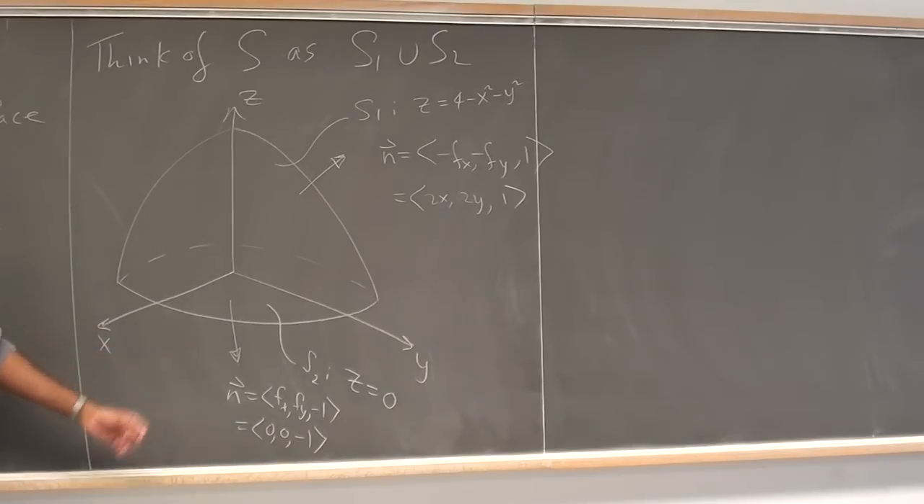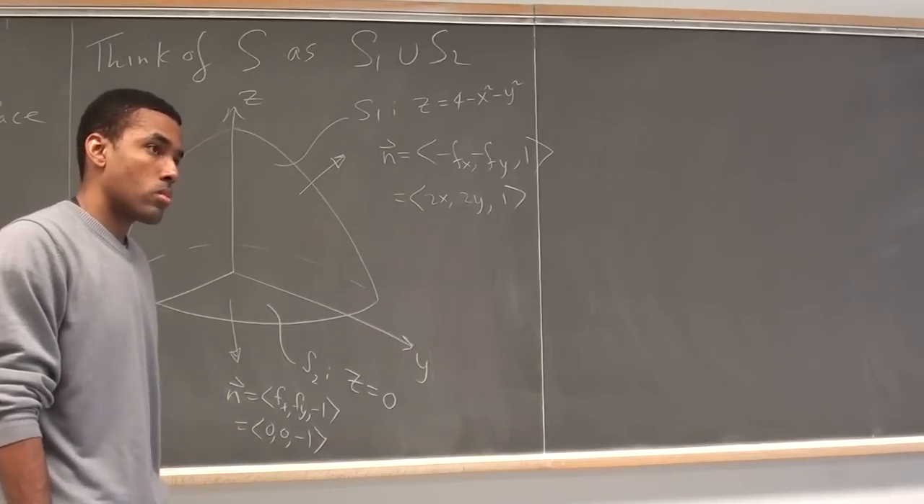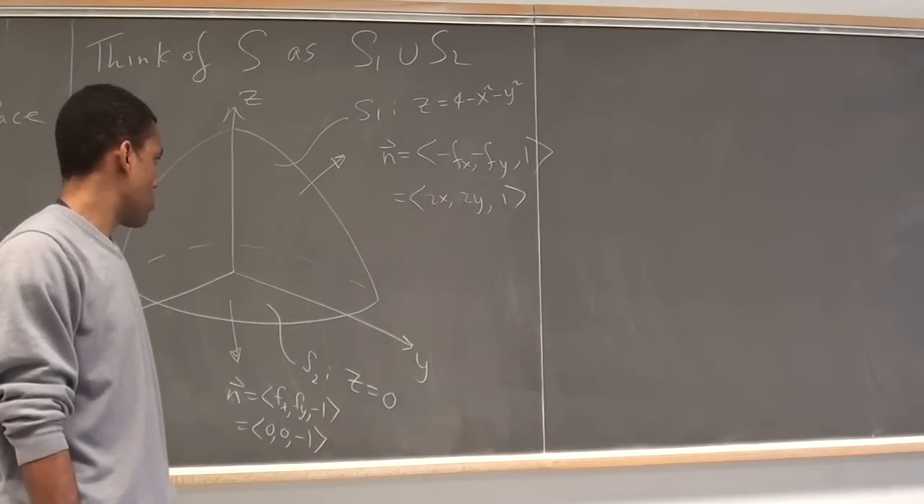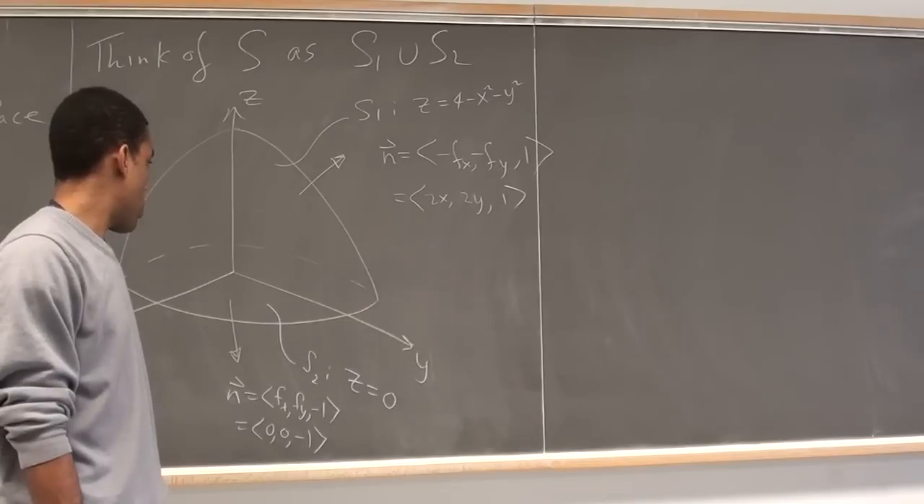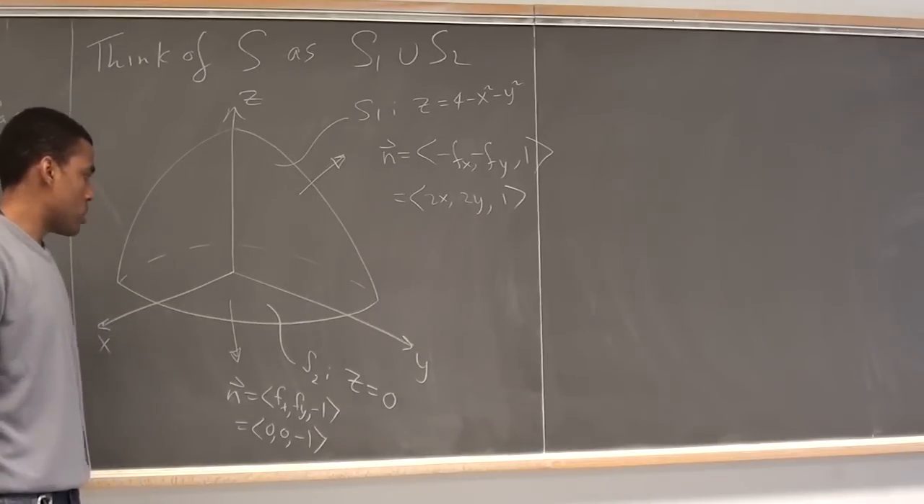But, yes? If you parameterize the bottom surface as cosine of theta, then would you still use 0, 0? Because it's a circle. How do you parameterize the bottom surface? Why would you do this?